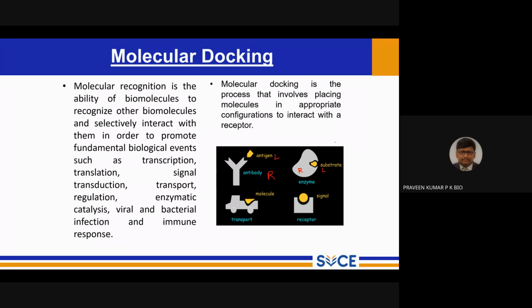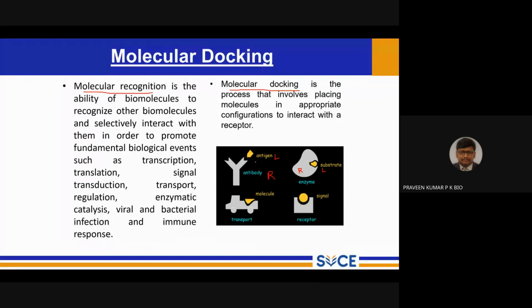Now think about this kind of application. Wherever you find molecular recognition, what we speak of in molecular biology, in terms of biological events like transcription, translation, signal transduction, transport regulation, enzymatic catalysis, viral and bacterial infection, and immune response, all these things computationally we term as molecular docking.